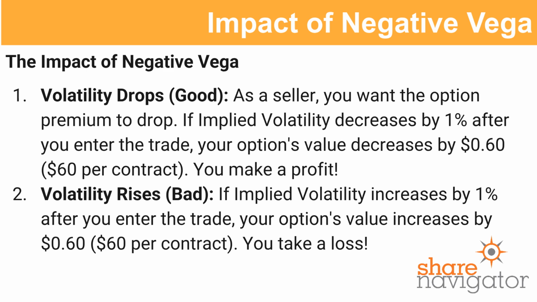You make a profit just from volatility decreasing. If volatility rises, on the other hand, as an option seller, that's bad because the value of the option is increasing by $60 per contract. We're taking a loss just for an increase in volatility. I cannot stress enough how important it is for you to understand that.